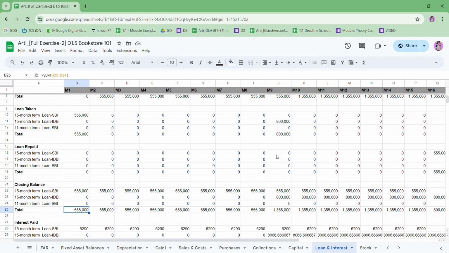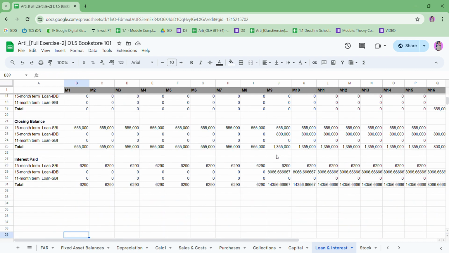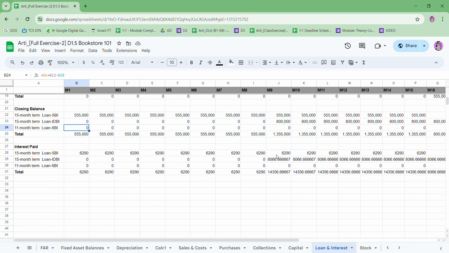We have calculated the closing balance of each and every loan. How have we calculated it? By adding the opening balance to the loan taken and deducting the loan repaid. So we have calculated our closing balance in that way, and we can see the effect also. Now we can see interest paid, which we have calculated by multiplying the closing balance with the respective interest rate and dividing it by 12. The respective interest rate has been referenced from the assumption sheet.